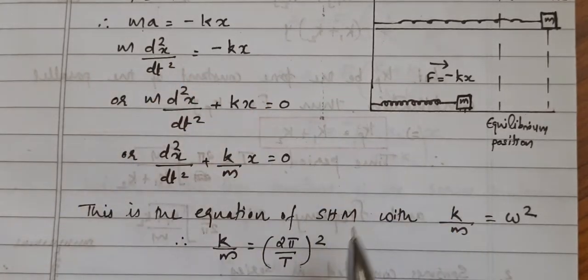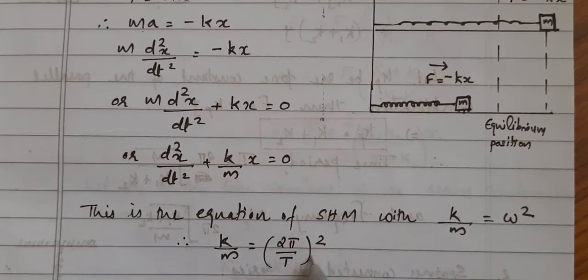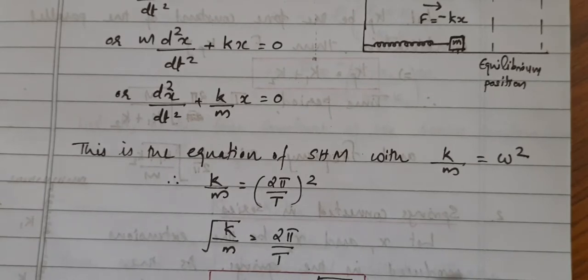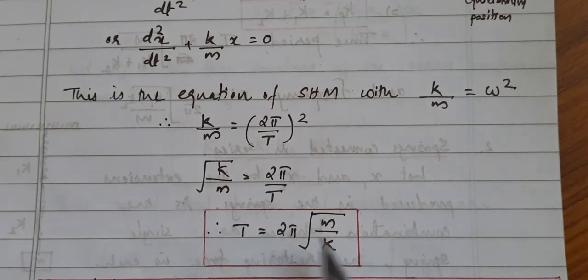Up to here we already discussed. So here what we do is this k by m, we take it as omega square. Omega is 2 pi by T. So k by m is 2 pi by T the whole square. Which means root of k by m should be equal to 2 pi by T. If root of k by m is 2 pi by T, we can write T is equal to 2 pi root m by k.